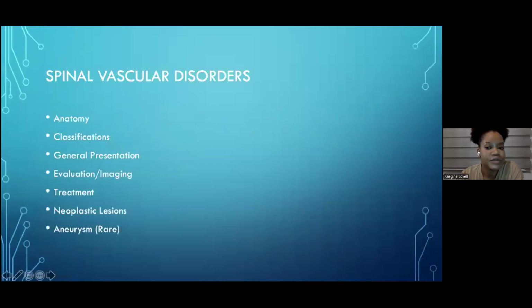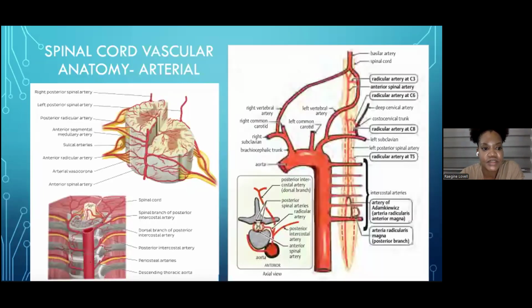So tonight we'll talk about the basic anatomy of the spinal cord vasculature, classifications of spinal vascular disorders, general presentation, imaging, treatment. We'll touch on neoplastic lesions related to the vascular system, as well as the rare occurrence of spinal cord aneurysms. So we'll get into the anatomy first, and we'll talk about the arterial system.